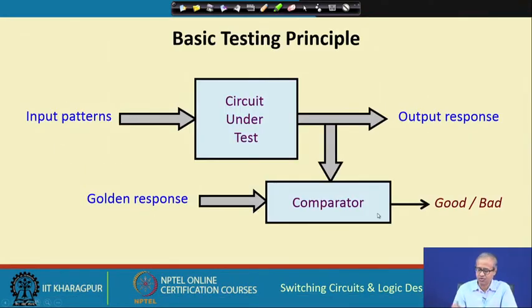So, this is the overall picture. Here we have a circuit that you want to test. We apply some input patterns, you get some outputs, you know what your expected output is, that is called the golden response. You compare the output response against the golden response, and if they match, you say it is okay. If they do not match, you can say that your circuit is bad, it is not working. This is a very simplified schematic diagram.